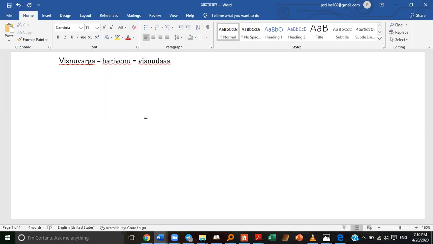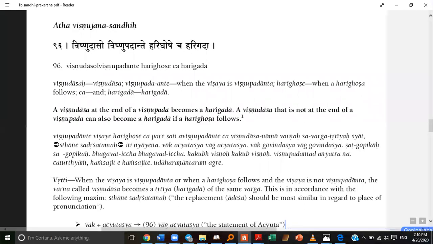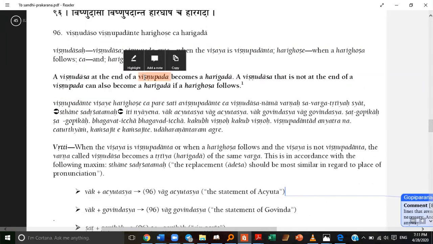Another way of saying it is the same. Now, this is the translation: at the end of a Vishnu Pada, if there is a Vishnu Dasa. What is this Vishnu Pada? Just consider it as a normal word. So if there is Vishnu Dasa at the end of a word, it becomes Hari Gada.